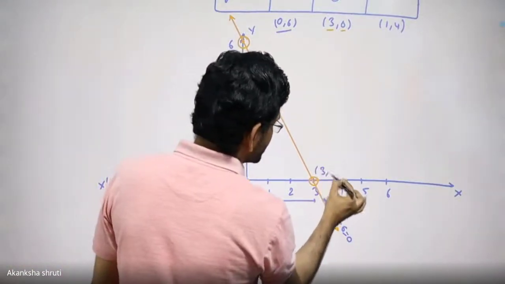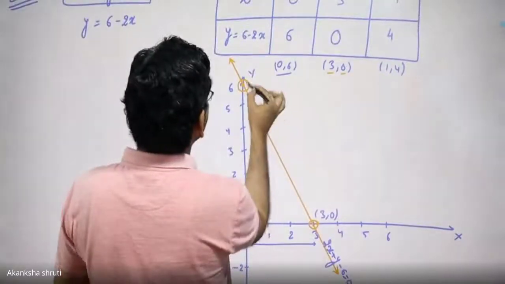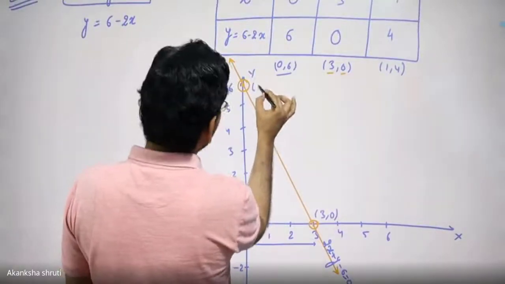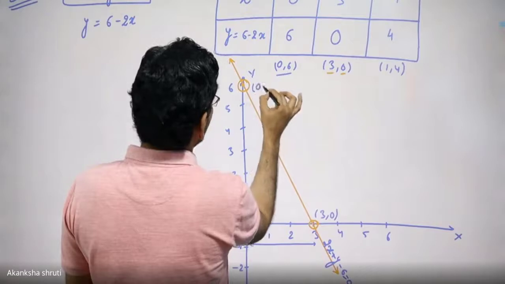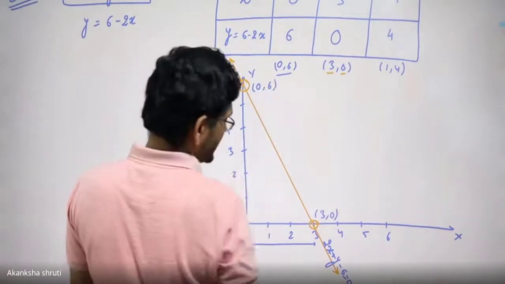It is our 3, 0. What is the point where it cuts the y-axis? It is our x value is 0 and y value is 6.